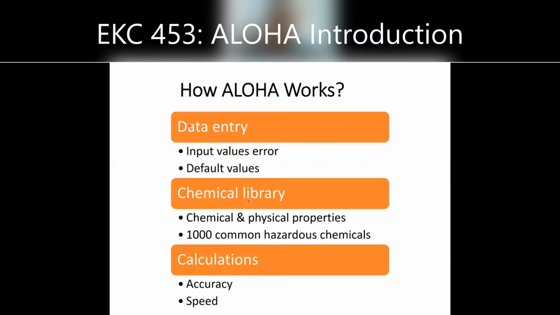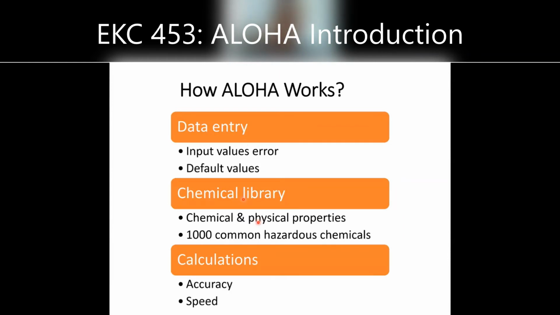Then you have your chemical library. The chemical library contains the chemical and physical properties of the chemicals. In the ALOHA chemical library there are more than 1,000 common hazardous chemicals. So I hope that each of the chemicals in your plant is already inside this chemical library. If not, you need some MSDS information so that you can make some input to the chemical library. You need to add your chemical to the library. If it is there, you can directly use all the chemicals inside this library.